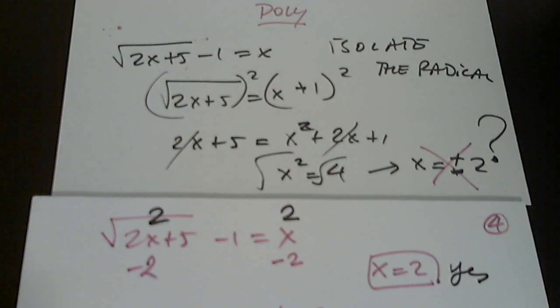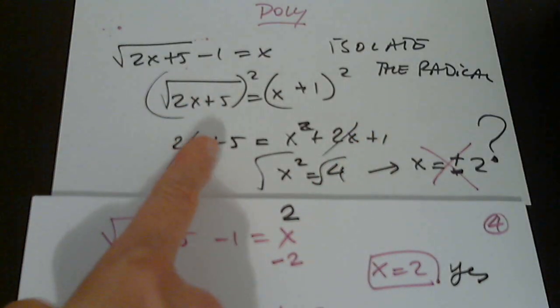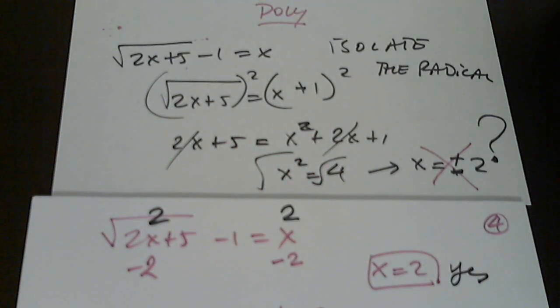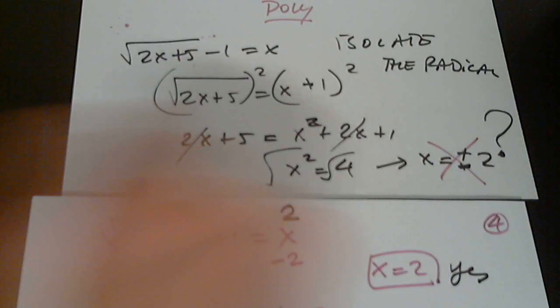Mandatory to check. Mandatory to isolate the radical first. Careful how you square. It will always change into something else. Quadratic. Solve the quadratic. Check solutions. Plus or minus 2 are correct here, but not correct in the original problem.